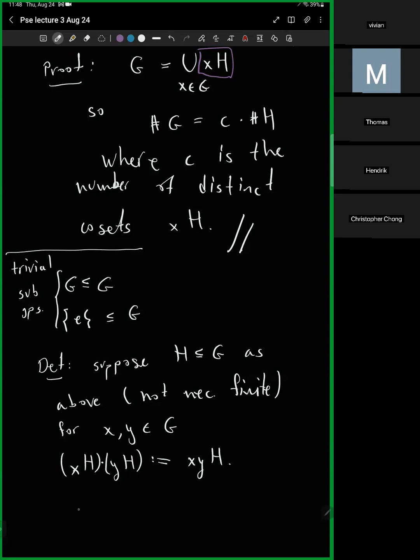And I can also do inverse. I take this coset xH, and you want to know what the inverse is. I tell you the inverse is x^(-1)H. It's another coset.